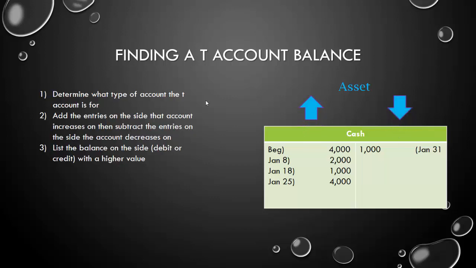So to find a balance to this particular T account, you add everything in the T account on the side that account increases on, the debit side, and you subtract out everything that's on the side that the account decreases on, which is the credit side. So if we add together all of our debits to cash and subtract out credits, we're going to find the balance. So what we're saying here is the company began with $4,000 in cash. We took in $2,000 on January 8th, we took in $1,000 on January 18th, and we took in $4,000 on January 25th, but we paid out $1,000 on January 31st. So at the end of this month, we should have $10,000 in our bank account.